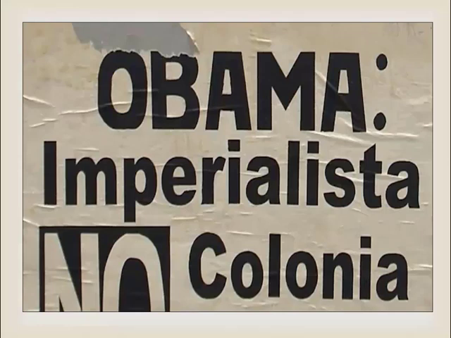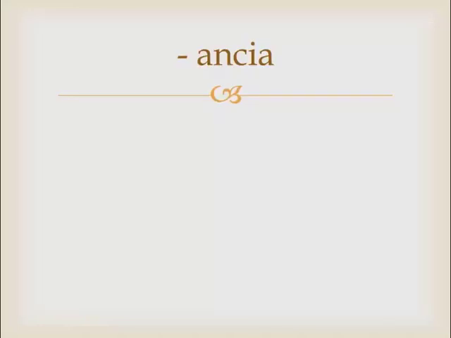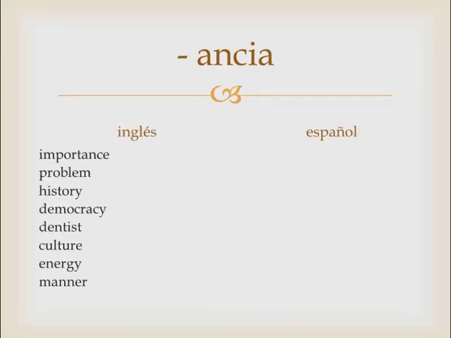And what you notice is imperialista, to form that word, all you have to do is add an A at the end, and it's exactly the same word. And with colonia, all you do is add an IA instead of the Y. So even though I call this list ANCIA, every word on this list is going to have either just an A at the end or an IA at the end. So let's look at this list.